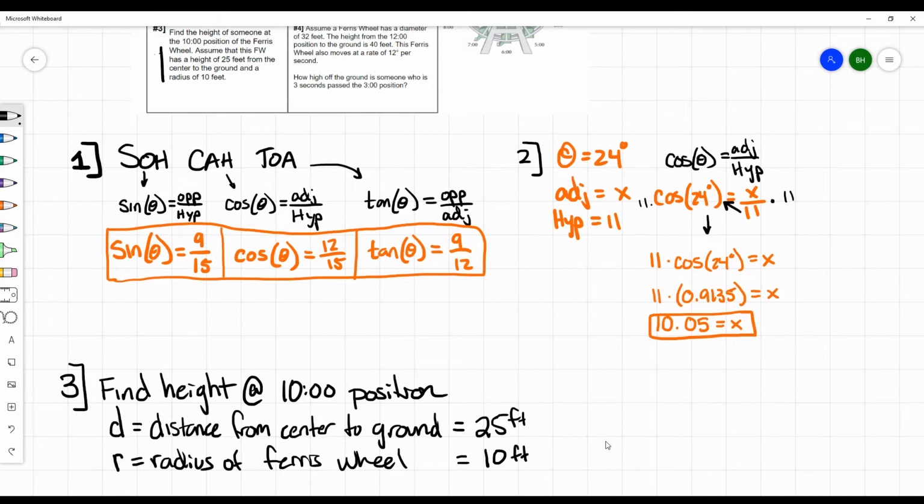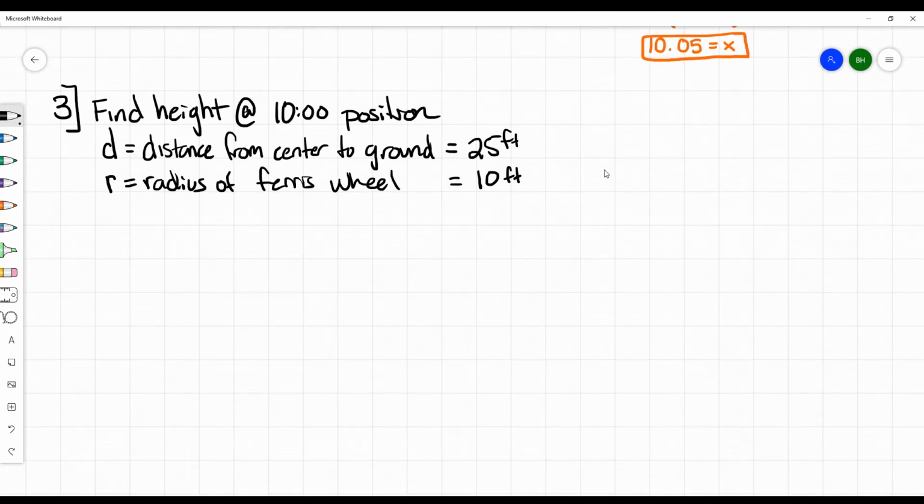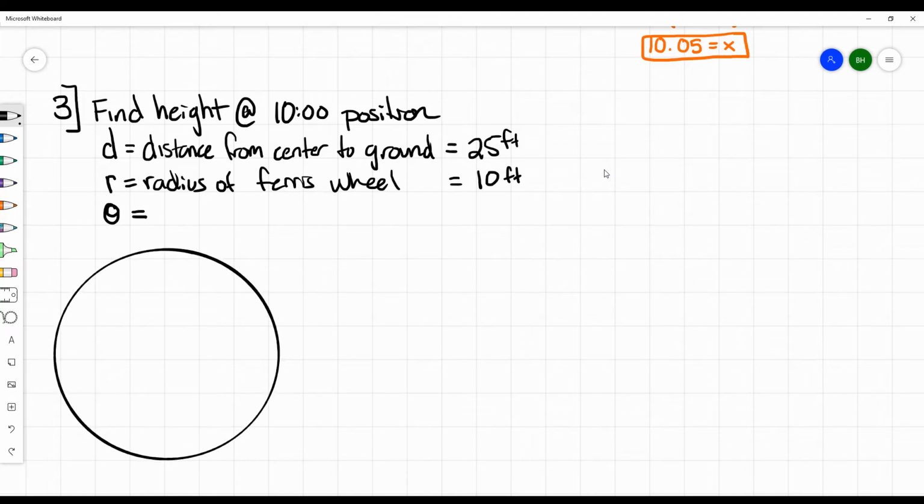Okay, so here are two of our numeric values, and then we have a position at the 10 o'clock position that we're trying to find the height for. So in this problem, what would be nice for us to also know is the theta that we are going to be using. There's two different thetas that we would use in this problem. So let me see if I can get a circle here.